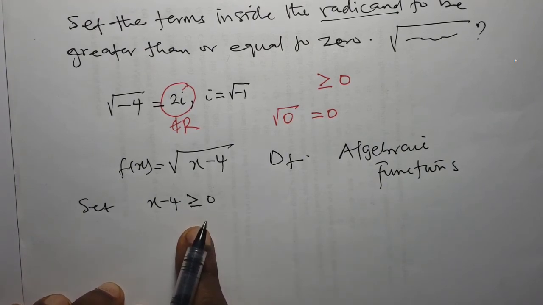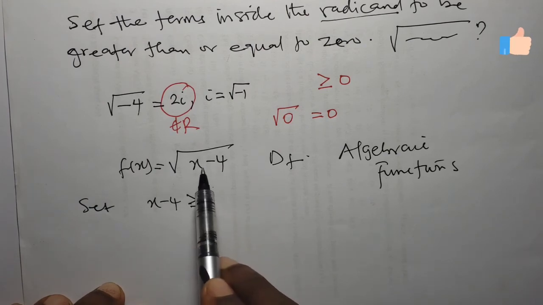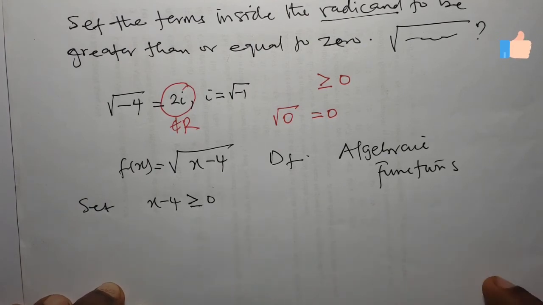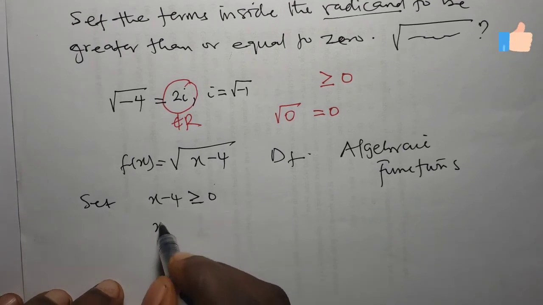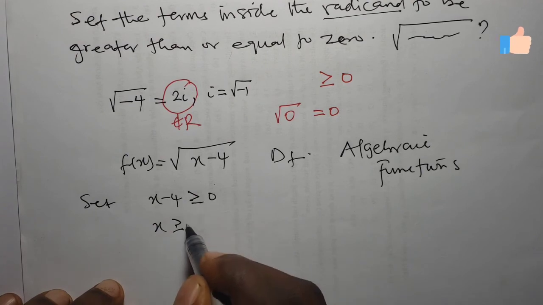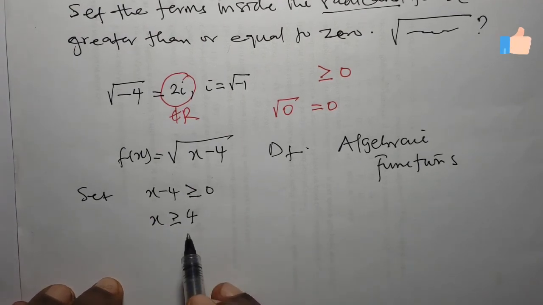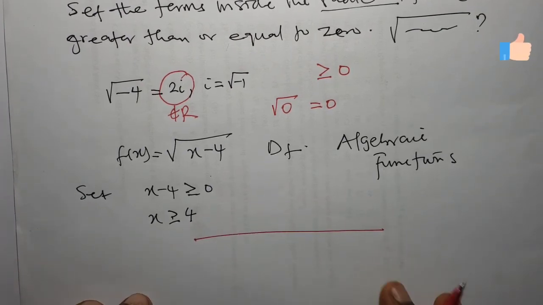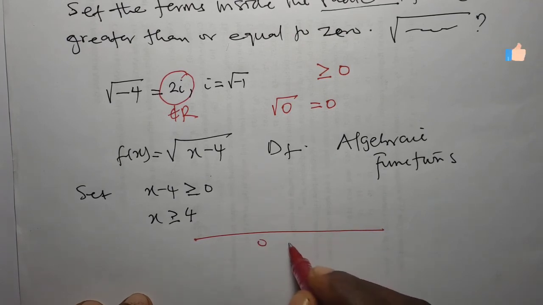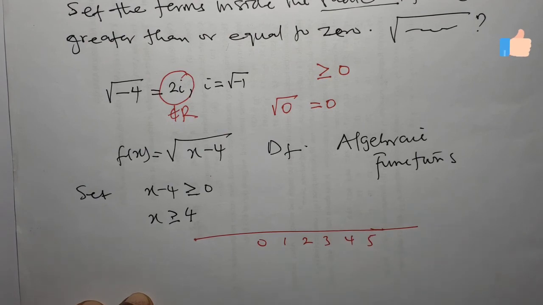This is what we must do. This is the only way we are guaranteed that what we have inside the radicand are real numbers. So we now solve this inequality. We have x is greater than or equal to 4. And what does this mean? If we sketch our real line here, we have 0, 1, 2, 3, 4, 5, and so on. We say x is greater than or equal to 4.